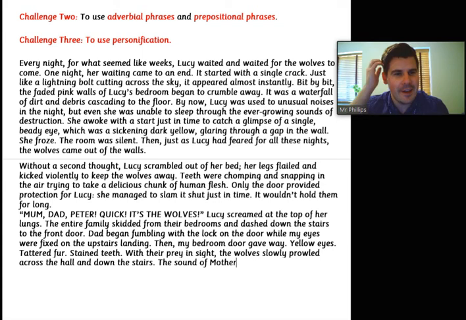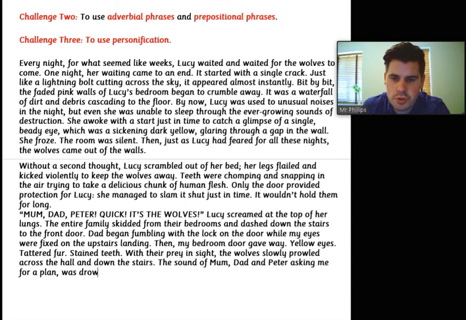Oh, I'm going to use a bit of dramatic irony here. I'm going to have Mum and Dad and my brother saying something to her, but she can't hear them, just like they ignored her at the beginning of the story. I'm going to have her not be able to hear them because of the thumping of her heart. So: the sound of Mum, Dad, and Peter asking me for a plan was drowned out by the thumping of my heart.